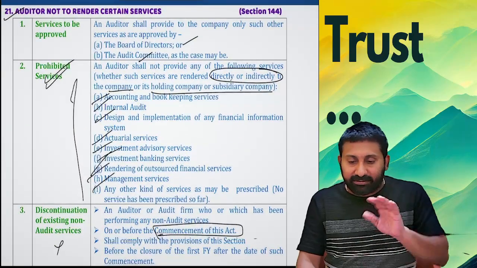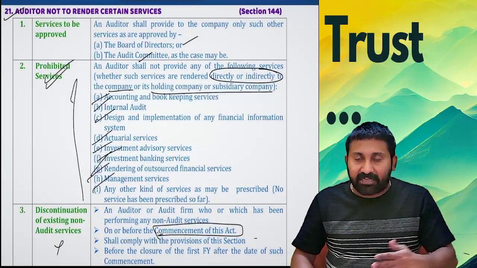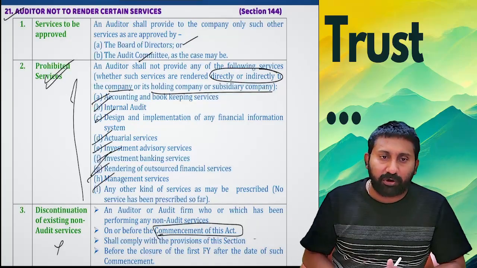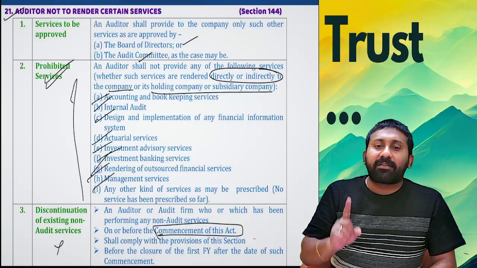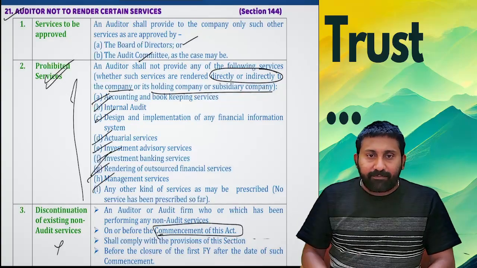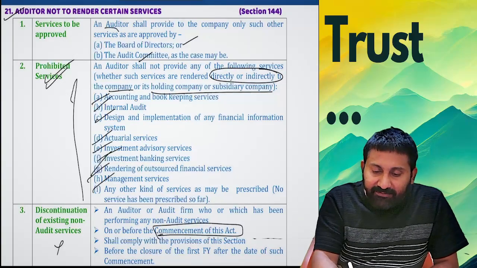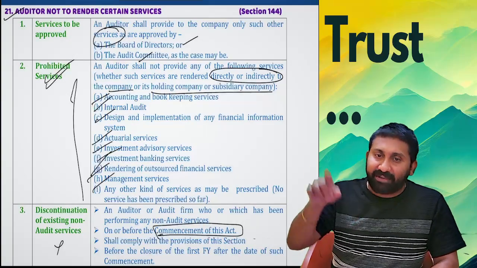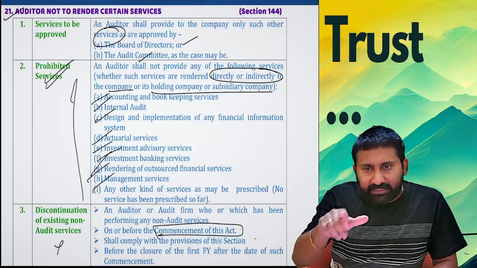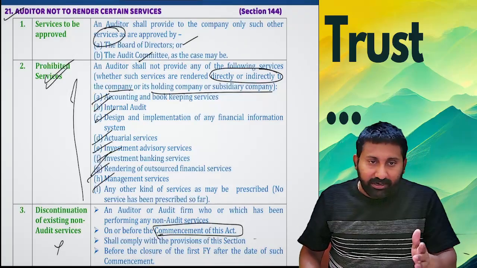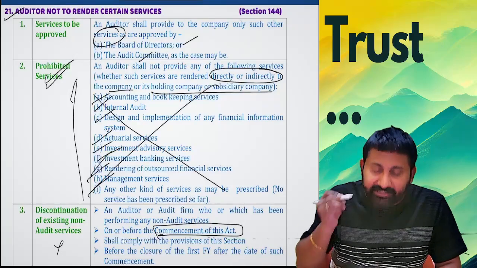Okay, summarize everything now fast. It's a revision class now. Revise everything very fast from the exam's point of view. If a question comes, how to write? The auditor has to provide only such services approved by the board. Such services mean services other than audit service. Audit is anyway governed by law. Other than audit, which services can you provide? You can provide such services approved by the board or audit committee, but not these.